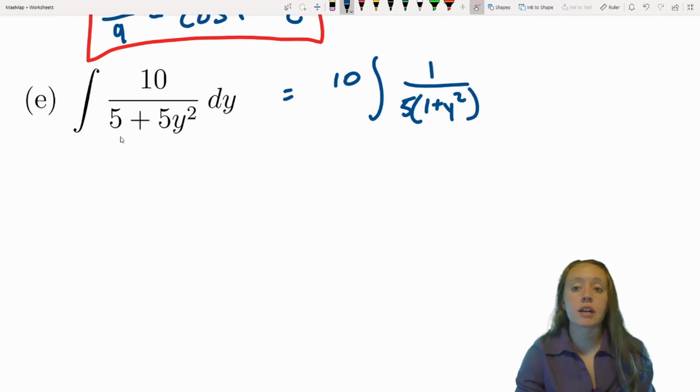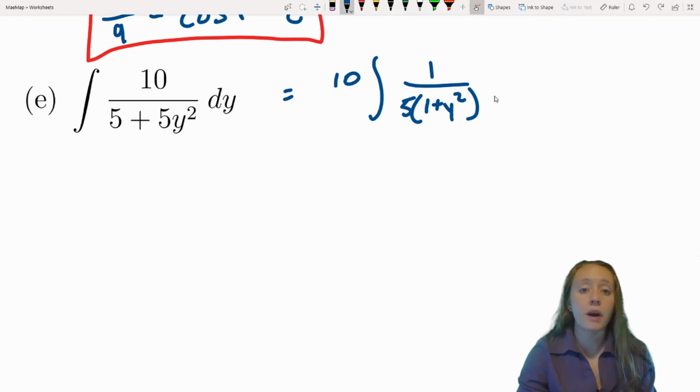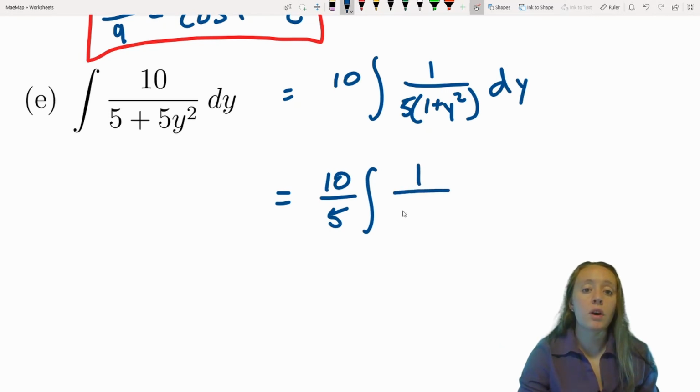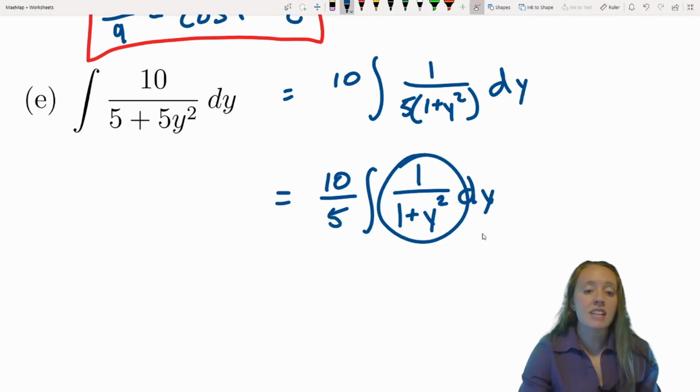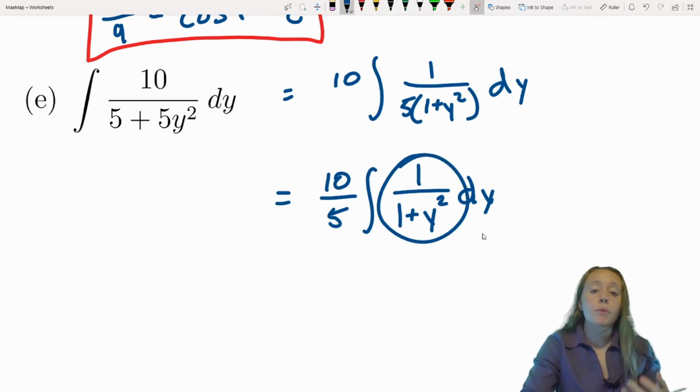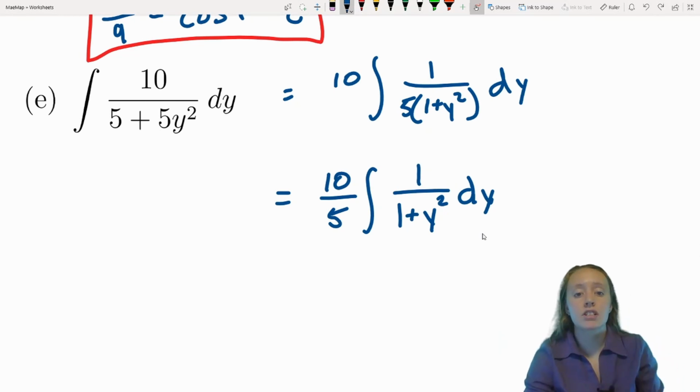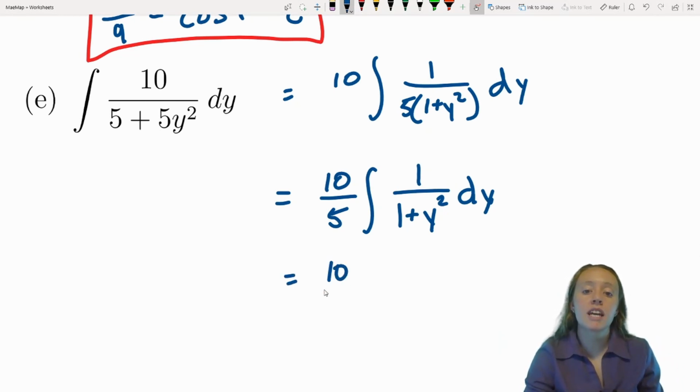Pulling 5 out of each of those terms, if I distributed it back in, we would indeed get 5 plus 5y squared. But this is nice because now I can pull this 5 all the way out in front as well. So simplifying this completely down, it's going to be easier to see how to integrate it. We're going to be integrating 10/5 times 1 over 1 plus y squared with respect to y. This is essentially that formula from up above for the inverse tangent function. So this is going to be equal to 10/5 times the inverse tangent of y plus c.